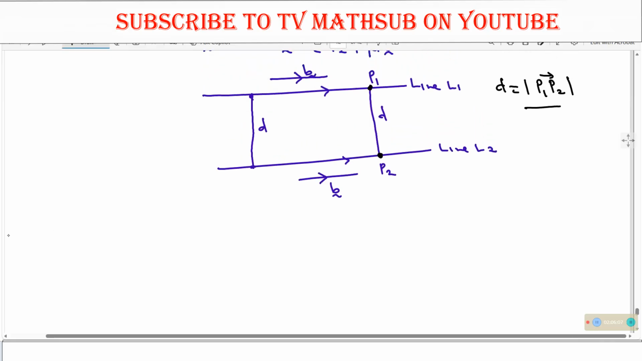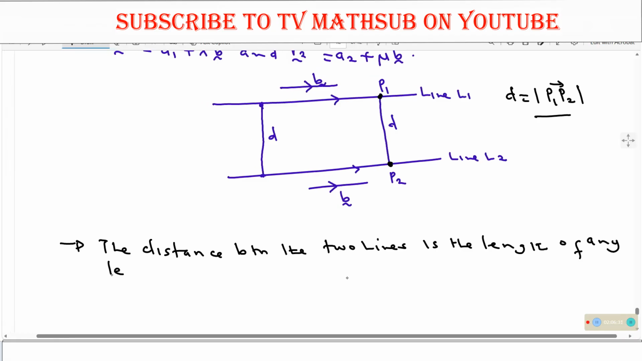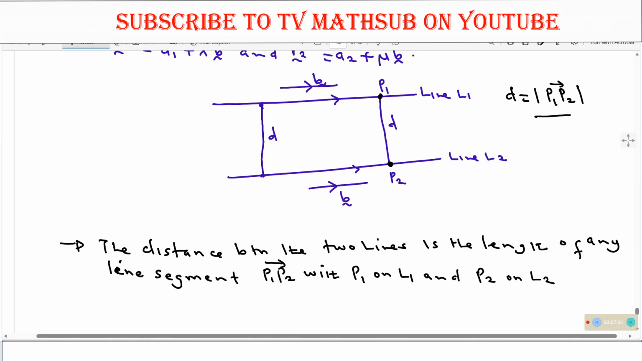So what we shall do is say that the distance between the two lines is the length of any line segment P1P2. Any such line segment's length will be the required length we are interested in, with P1 a point on L1 and P2 a point on L2.